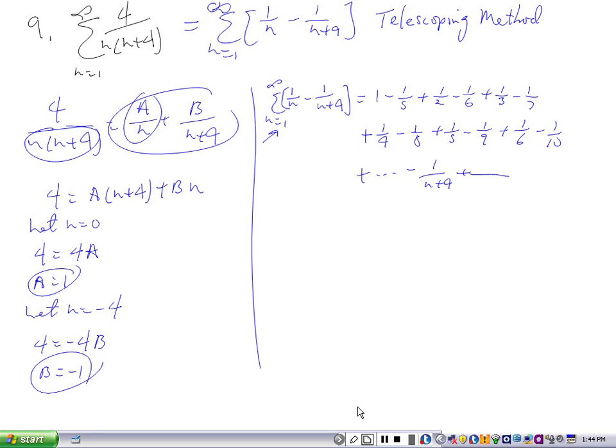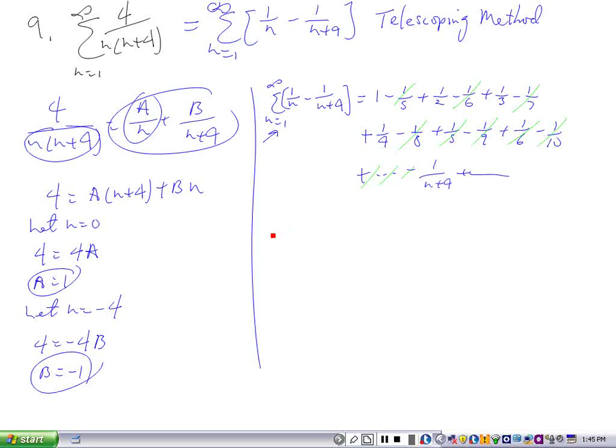Let's see what cancels out. The 1/5 cancels out. 1/6 cancels out. The 1/7 would cancel out over there. The 1/8 would cancel out over here. The 1/9, and so on. 1/10. Oh, not the 1 over n plus 4. Sorry. That's the last term that we pick up, so we need that guy.